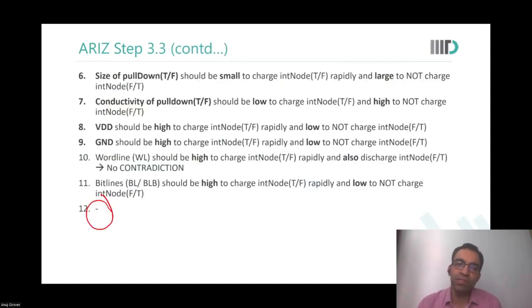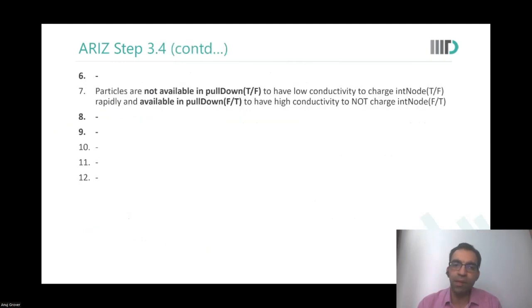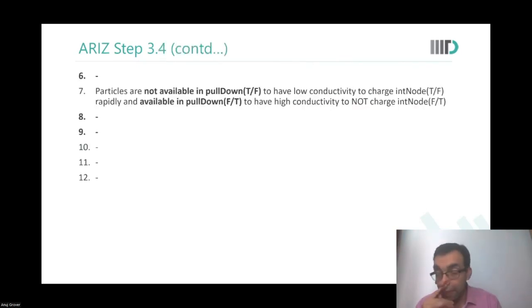Wherever there are contradictions, you try to see if you could talk about some magical particles there. Particles are not available in pull down 1 to have low conductivity to charge int node S, but they are available in the other pull down to have high conductivity and not to charge the other int node. So you talk of it in terms of particles. Basically, you are kind of expanding your resources. Can there be something else? Can there be some particle, some way to get that?